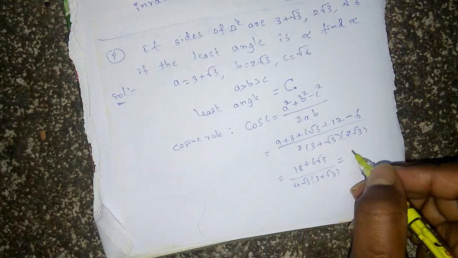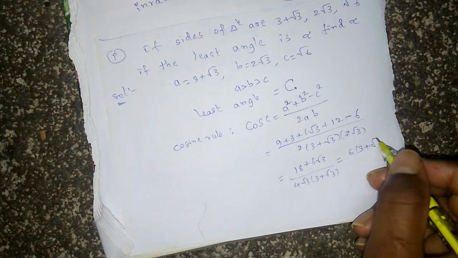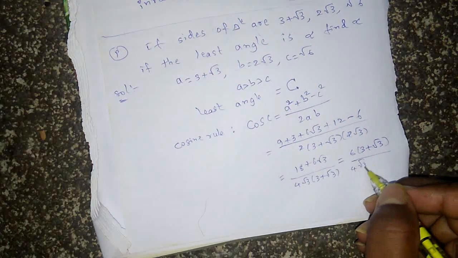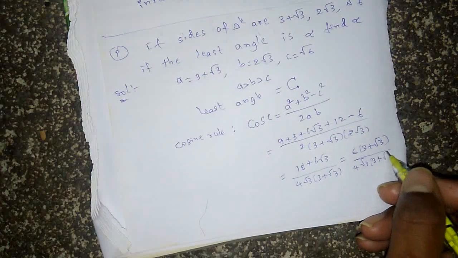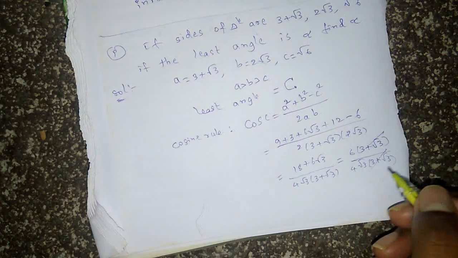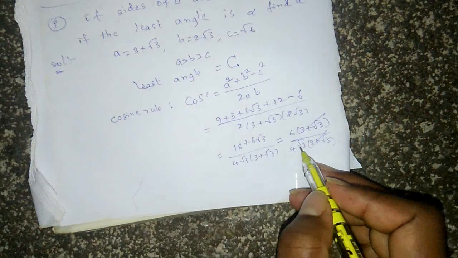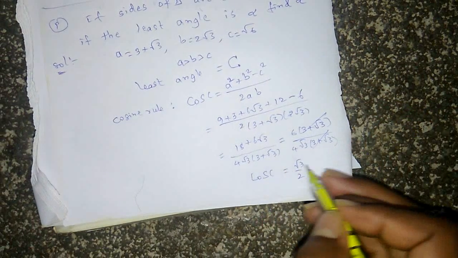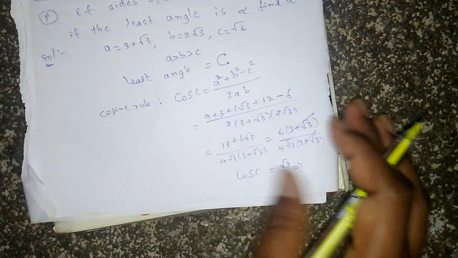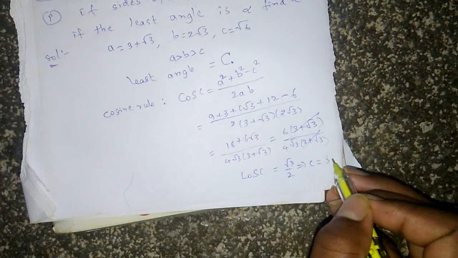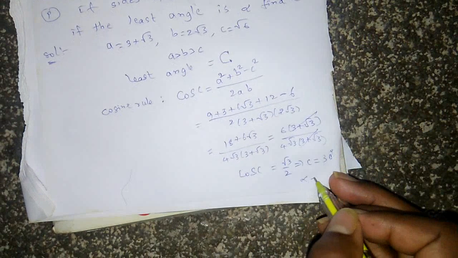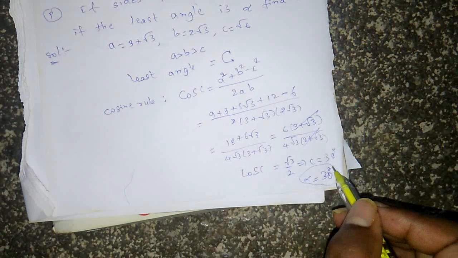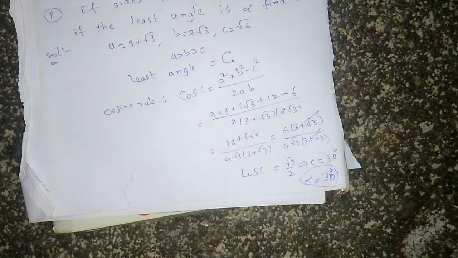If you take 6 common, this is 3 plus root 3 divided by 4 root 3 into 3 plus root 3. Here 3 plus root 3 gets cancelled. So here root 3 also gets cancelled. This is equal to 3 by 2... cos C is equal to root 3 by 2 implies C is equal to 30 degrees. This is the least angle. Therefore alpha is equal to 30 degrees.